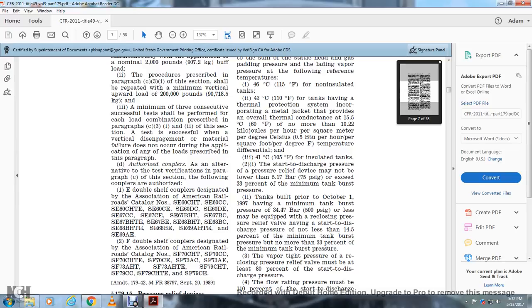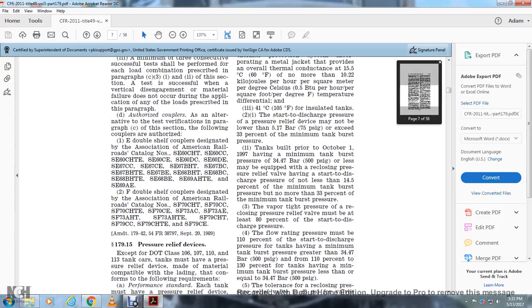2. Tanks built prior to October 1st, 1970. Tanks built prior to October 1st, 1997, have a minimum tank burst pressure of 34.47 bar or 500 pounds per square inch gauge or less, and may be equipped with a reclosing pressure relief device having a start to discharge pressure not less than 14.5 percent of the minimum tank burst pressure, but not more than 33% of the minimum tank burst pressure. 3.